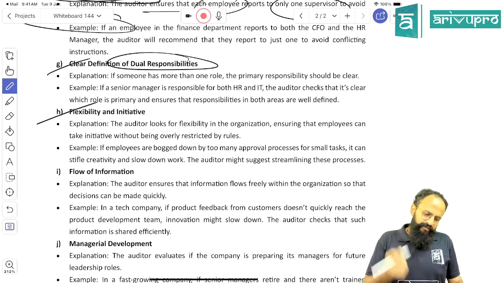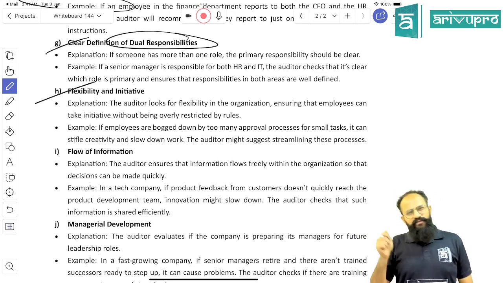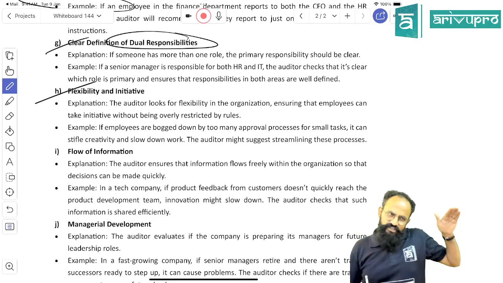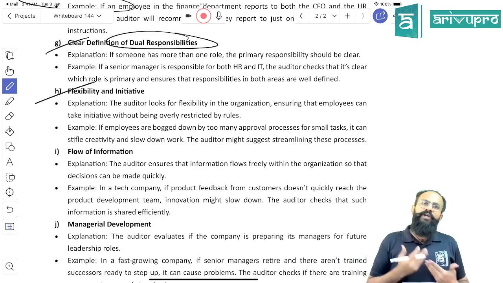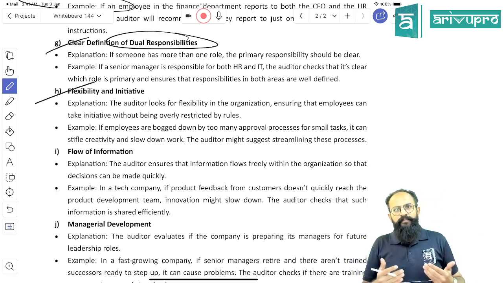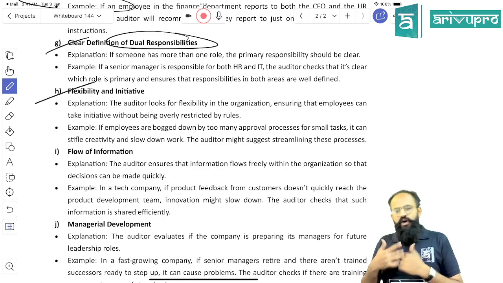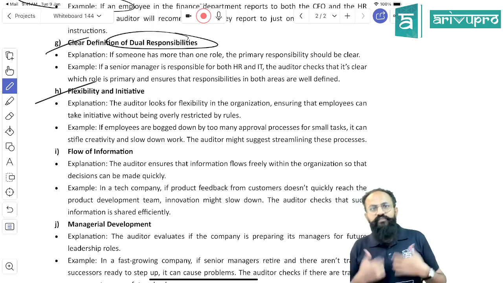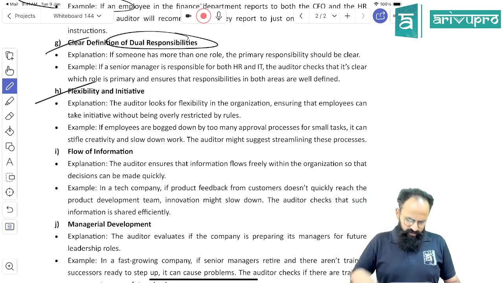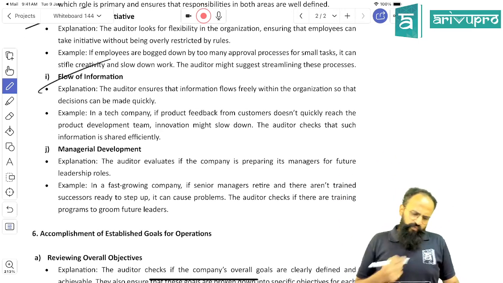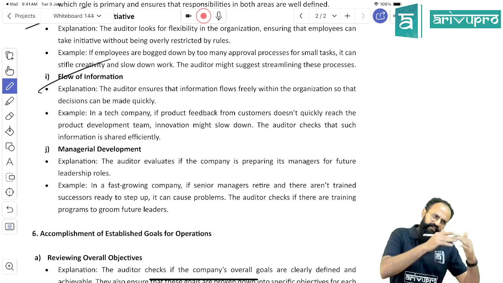Next one, flexibility and initiative. Meaning what, sir? You should give flexibility to the people. If they want to take up any initiative, do not slow down the process, because it will in fact stop your progression rather than going forward. So if employees are planning to do something on their own, as an organization, it is always better and wise for you to support it rather than introducing hurdles and blockades. That's what they're telling you. Next one, flow of information, sir. Nothing but whatever the information, people, you should not have a very big chain.